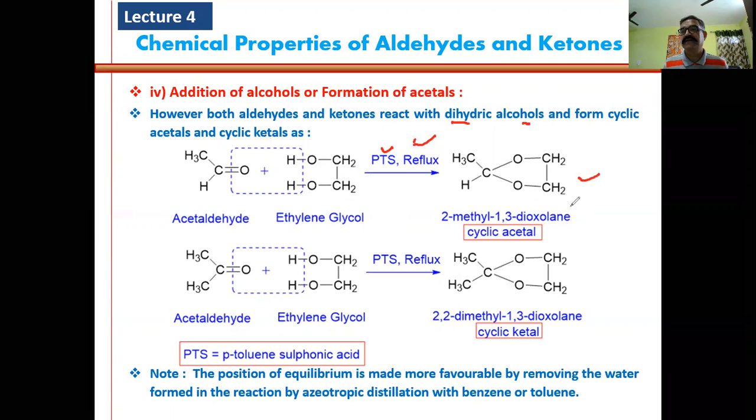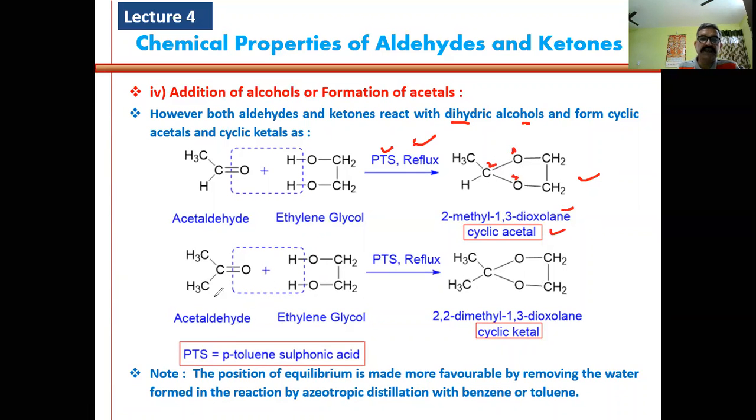Again we get a gem-dialkoxy compound, but in the form of what? Cyclic, in the form of a ring, and we call them cyclic acetals. A five-membered ring with 2 oxygens is called dioxolane. So this name comes: 2-methyl-1,3-dioxolane. Numbering is done starting from the oxygen: 1, 2, 3, 1,3-dioxolane.